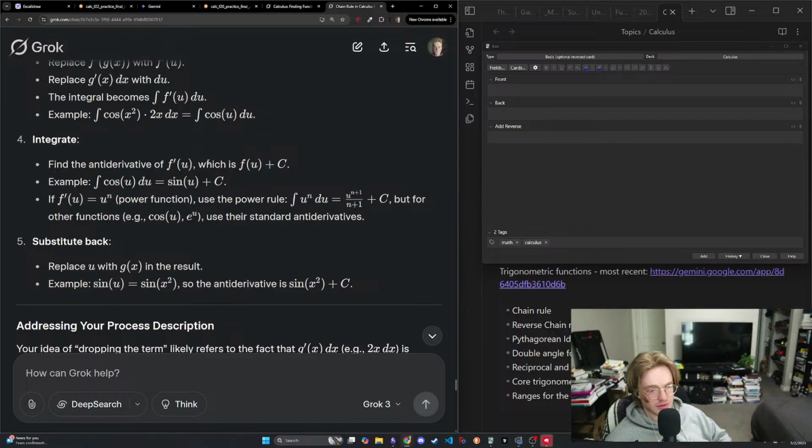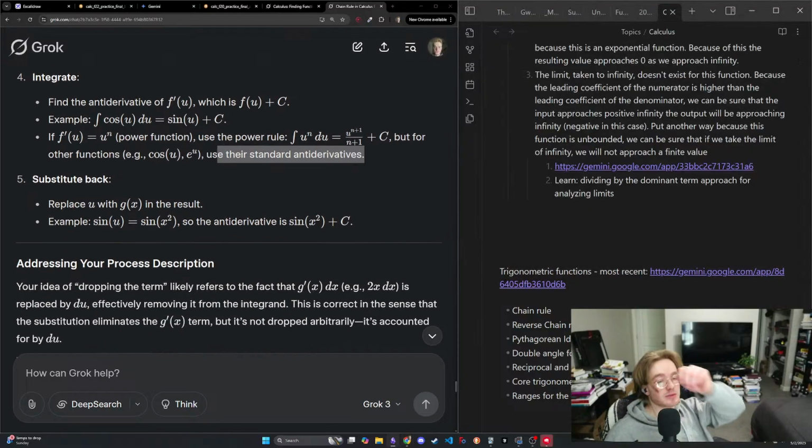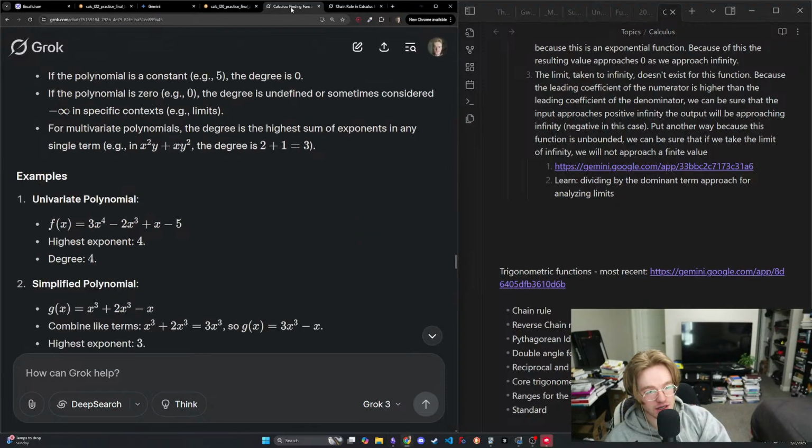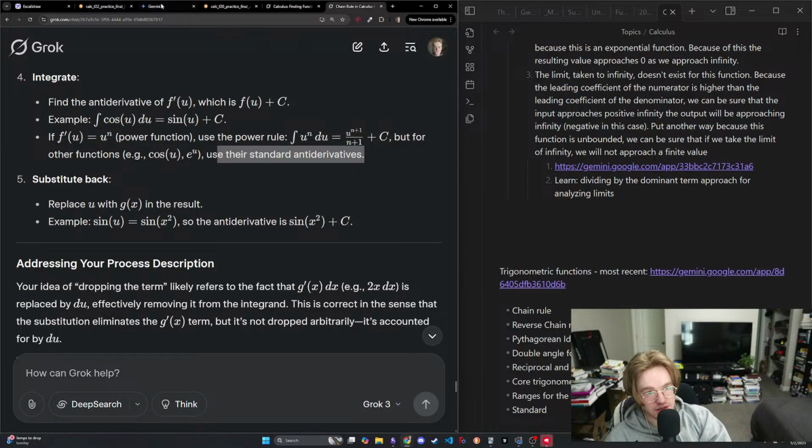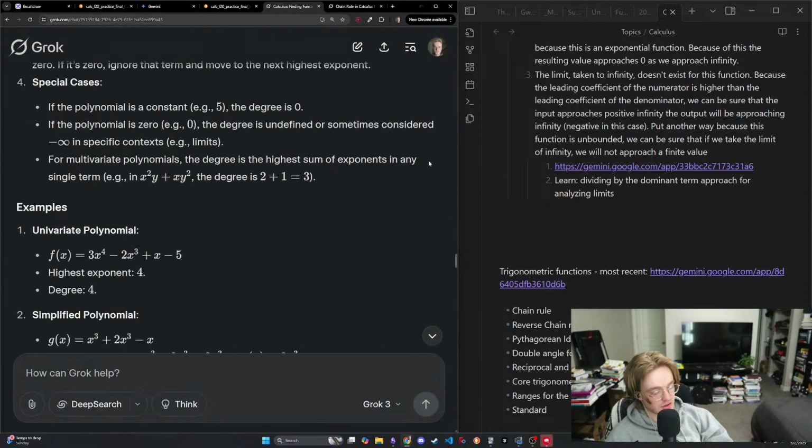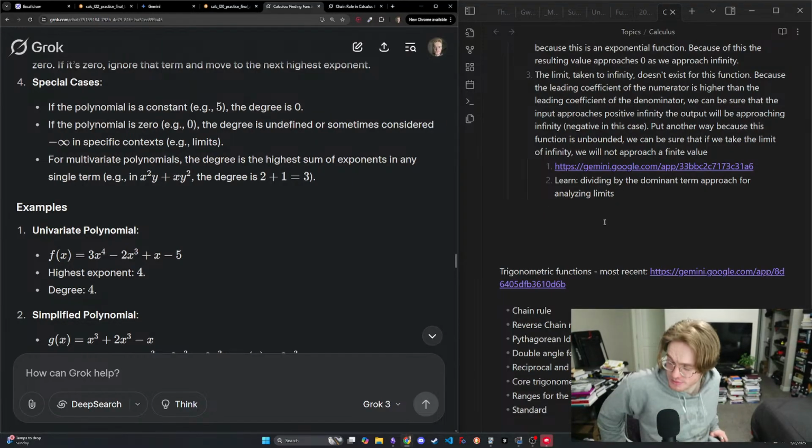Find the antiderivative of f prime, which is f. Okay, so we're talking about standard antiderivatives here. No clue what they're talking about. Oh, I think we actually did learn about this in... Yeah, I'm pretty sure there are standard antiderivatives for the... we might have to memorize those as well.